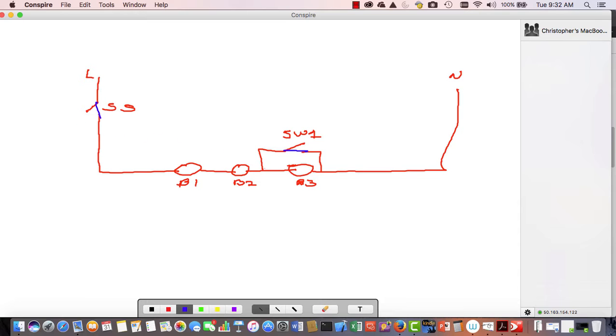If I close the single pole switch, my current or flow of electricity is going to take the path of least resistance. B3 has resistance. A switch in a closed position doesn't. So instead of going through here, my current flow is going to come through this way and bypass that last bulb.